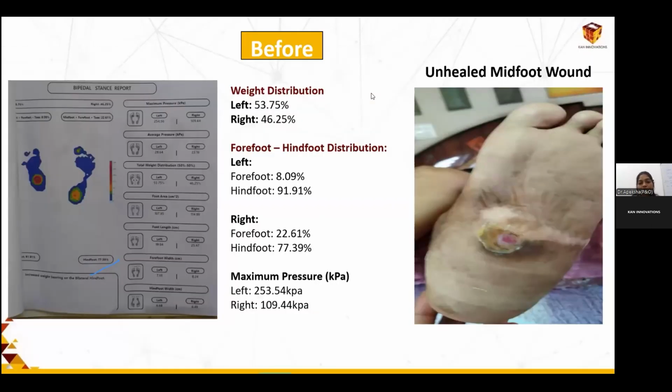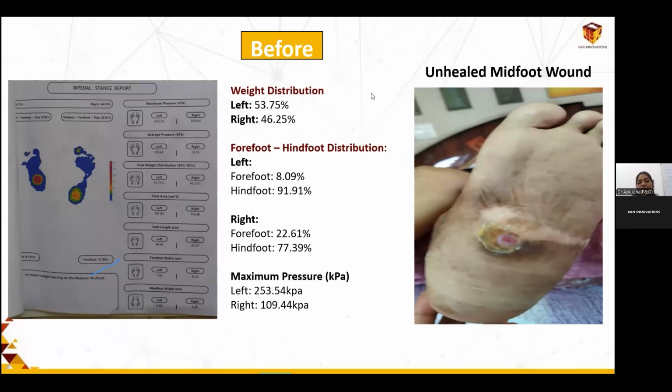This is his wound and his plantar pressure report. We can see his weight distribution is 53.75% on the left, and on the right side it is 46.25%. Why is it so? The first thing, he had the right side TKR, so he is more prone to lean on his left side to compensate for the right side.